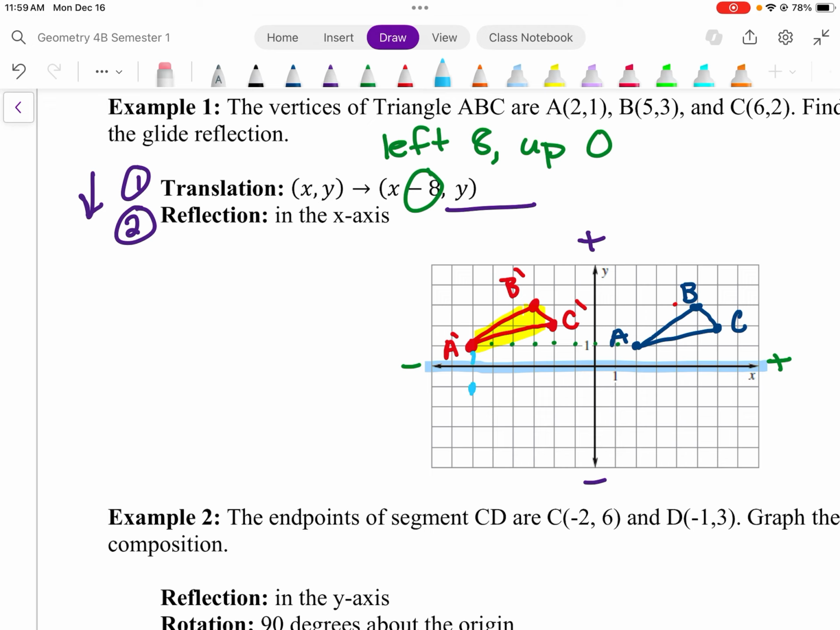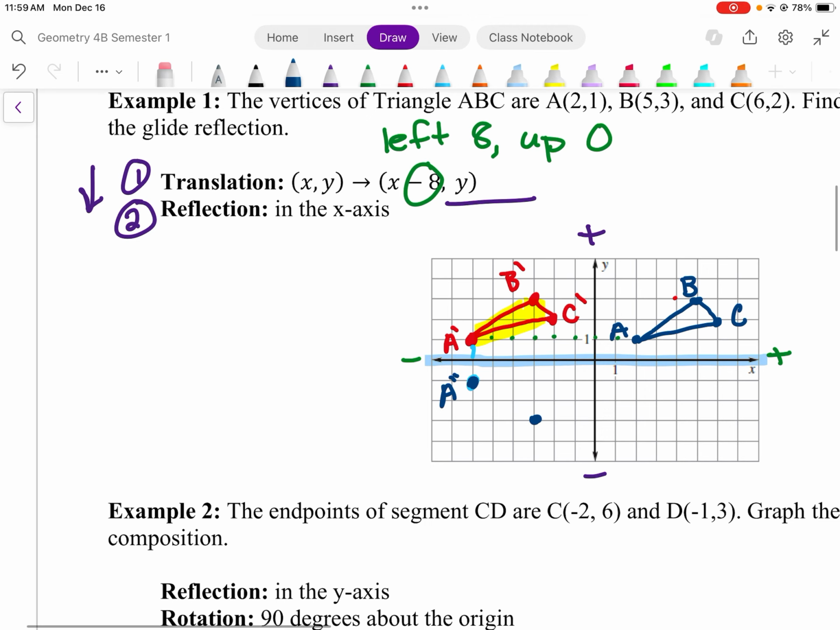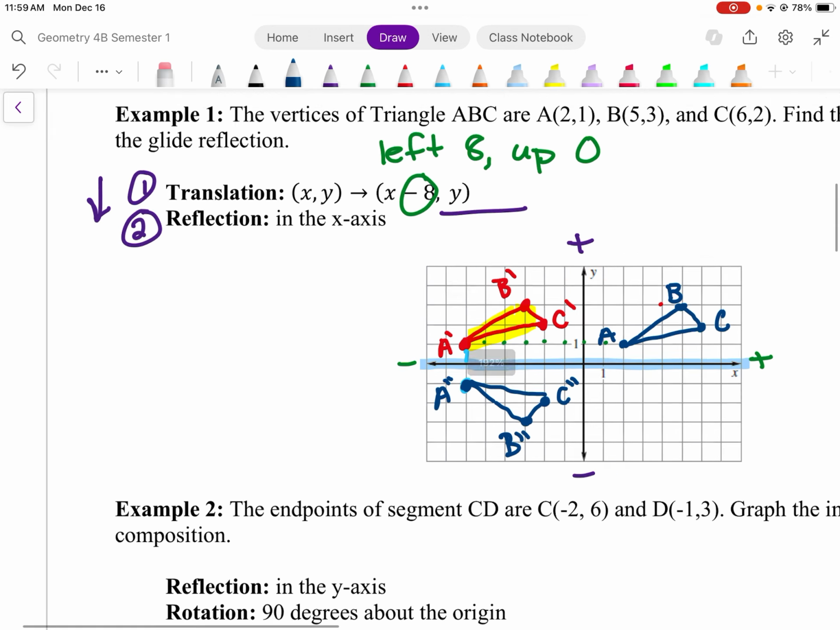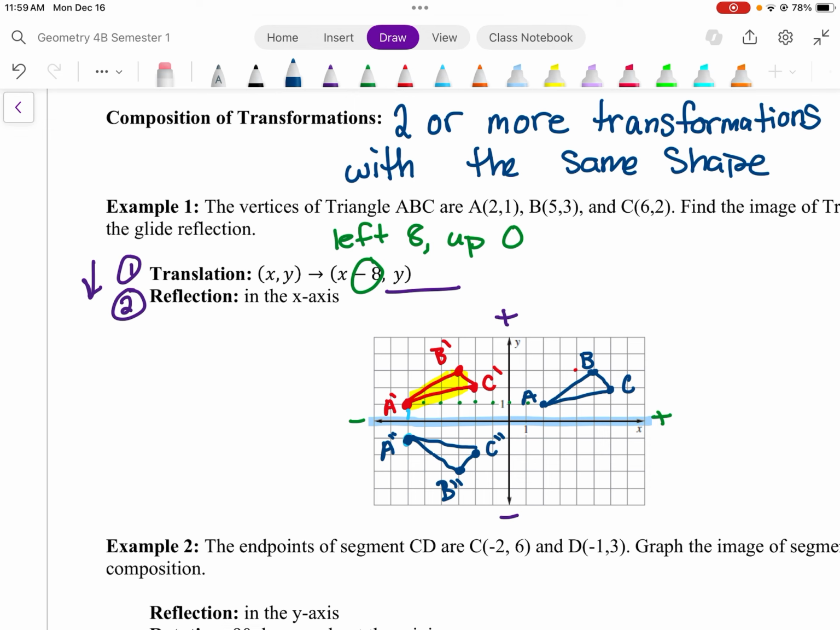So A is 1 space away, we'll go 1 in the other direction, and label that one A double prime. Then B is 1, 2, 3 away from the x-axis, so we go 1, 2, 3 below it, and we would label it B double prime. C is 2 spaces away, so we'll go 2 spaces down for C double prime. And that is an example of what a composition of transformations would look like.